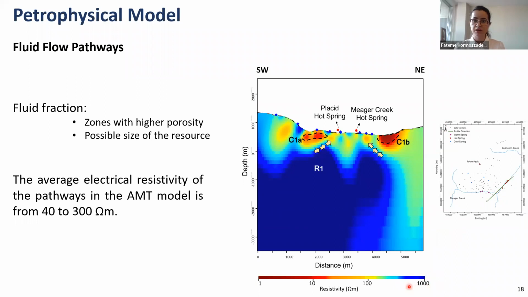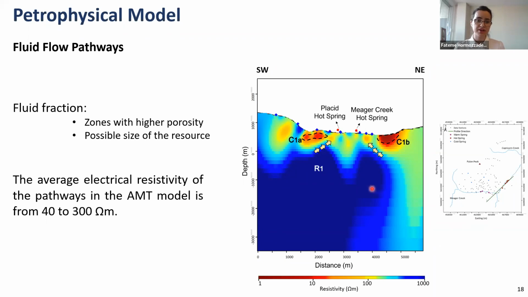Again, in these maps, warmer colors are conductive features and cooler ones are resistive. We see the relatively conductive pathway through the model. So we came to this slice to see if it can be connected to the location of hot springs. If you see these relatively yellow parts going to the hot springs in the area, these zones go through the whole model. It has the resistivity of 40 to 300 ohm meter.